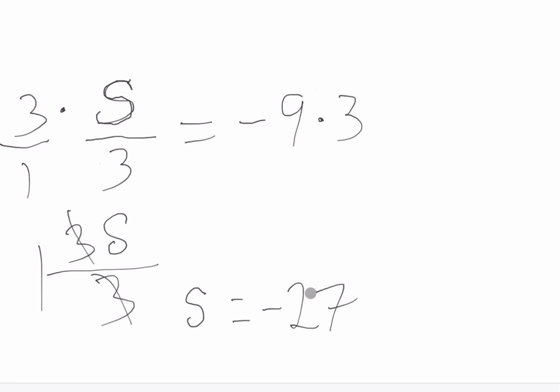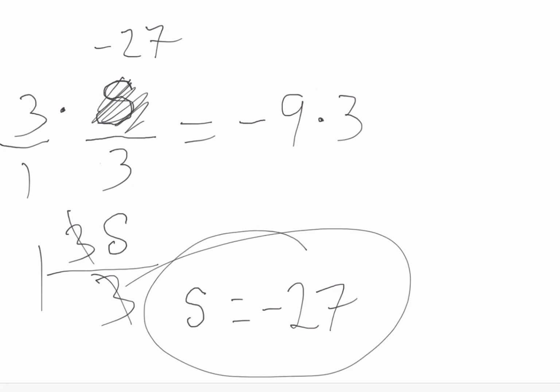So let's try it out, okay? We're going to go ahead and get rid of this s and write negative 27. So now we have negative 27 over 3 equals negative 9. Is that true? Well, take out your calculators. Negative 27 divided by 3, negative 9. It is. So now I know my answer is correct.